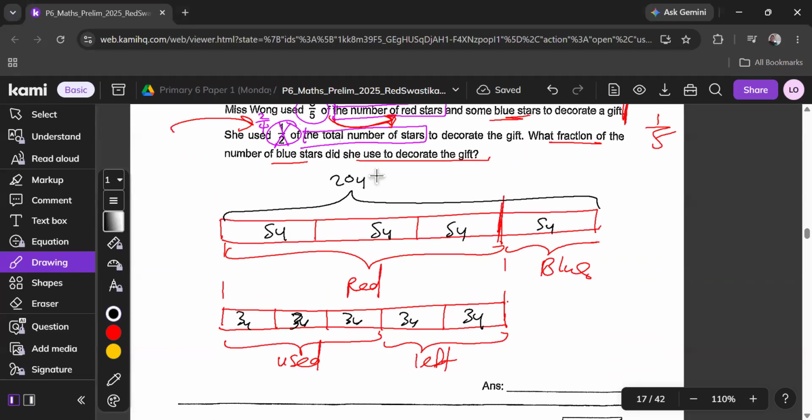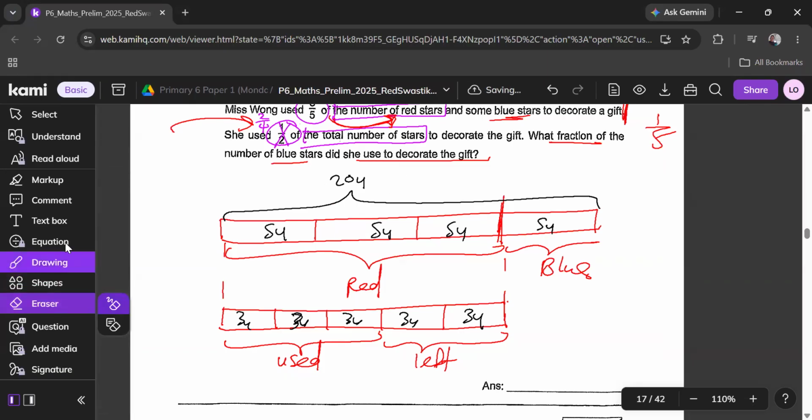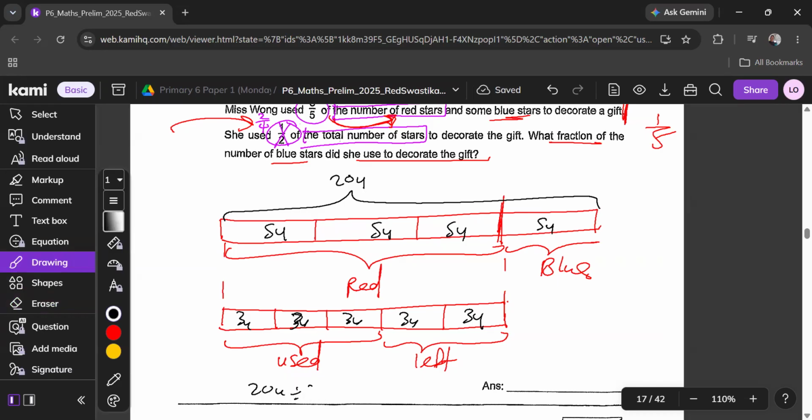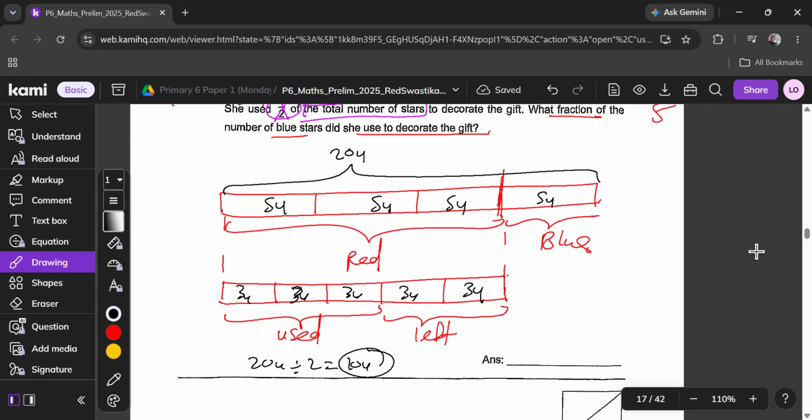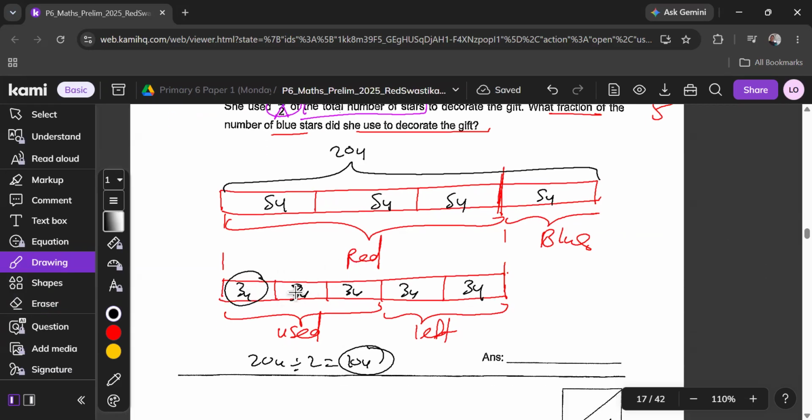Two quarter of the stars means you divide by two. Why? Two quarter means half. So 20 divided by 2 will give you 10 units. So she must have used 10 units to decorate. And you look at the red. How many red stars did she use? She used 9 units. And she used 10 units altogether, right? So if she used 10 units altogether, then how many blue did she use? 10 minus 9, she must have used 1 unit.